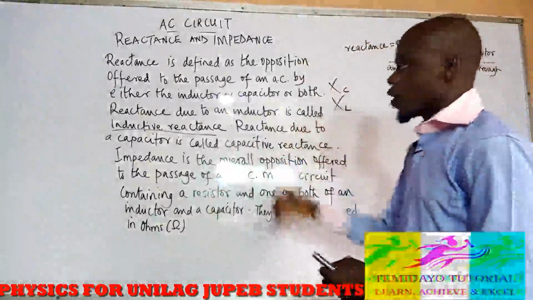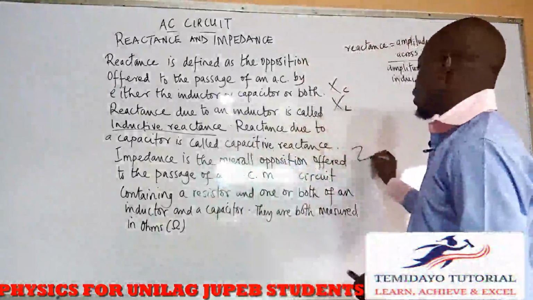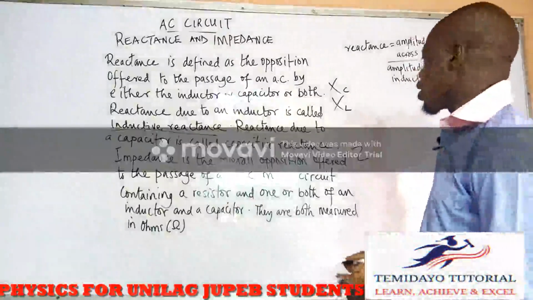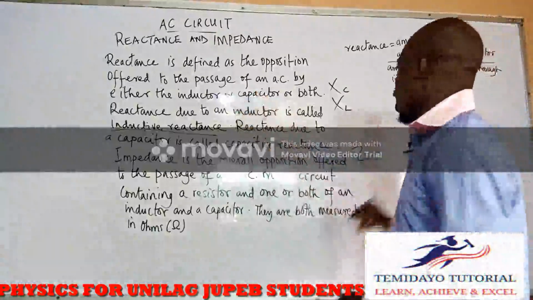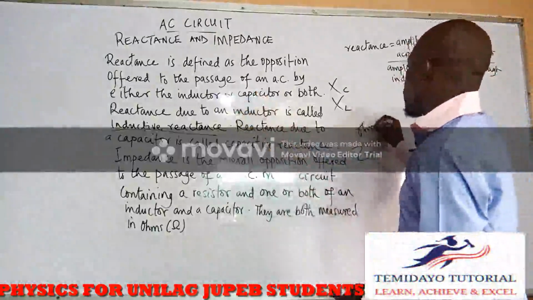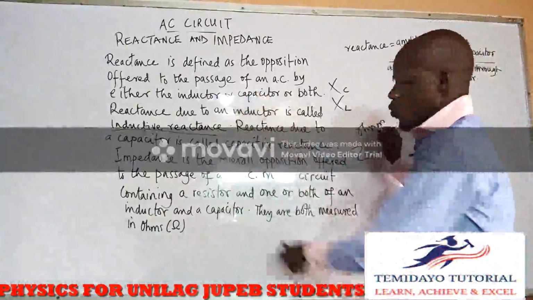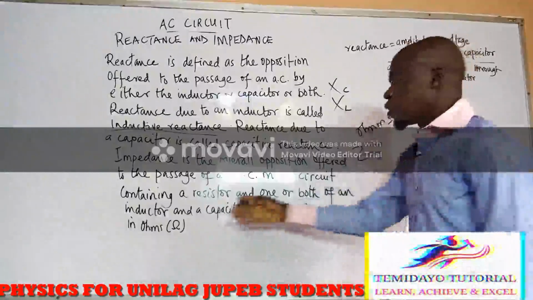In the case of impedance, we represent impedance with Z. Both the impedance and the reactance are measured in ohms. Just like what we have here, we measure them in ohms, and you can see the symbol there.